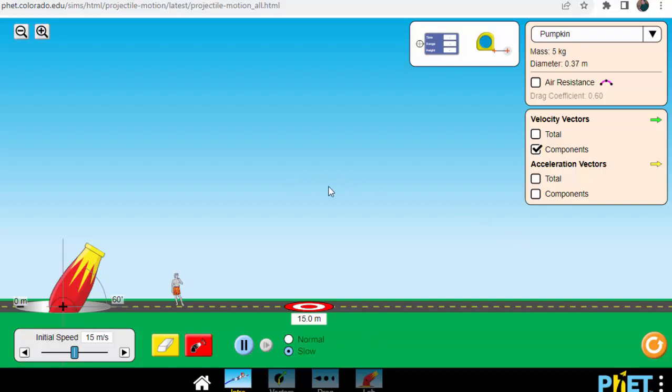In one of the questions in the lab, we are asked to observe the velocity components at different points, especially at the highest point. So we can go ahead and launch the projectile by clicking on the red button here.